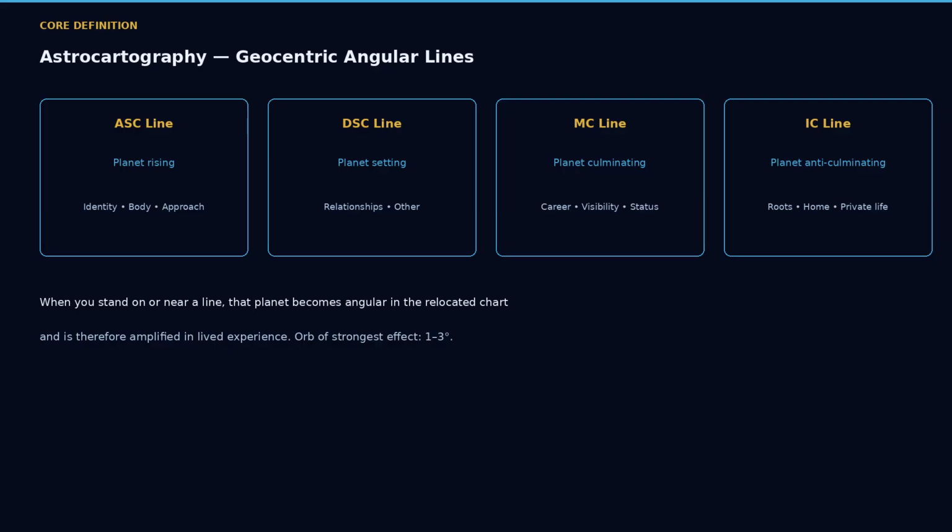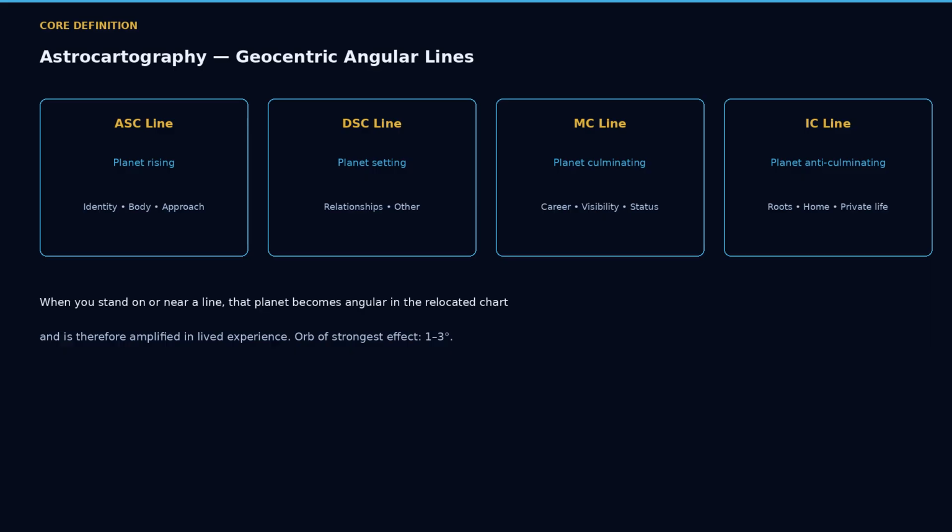For every planet, four lines are drawn. Where that planet was rising, ascendant line; setting, descendant line; culminating, midheaven line; and anti-culminating, IC line, at the exact moment of birth. These are geocentric angular lines. When you stand on or near one of these lines, the corresponding planet is angular in the relocated chart, on an angle, and therefore amplified in lived experience.